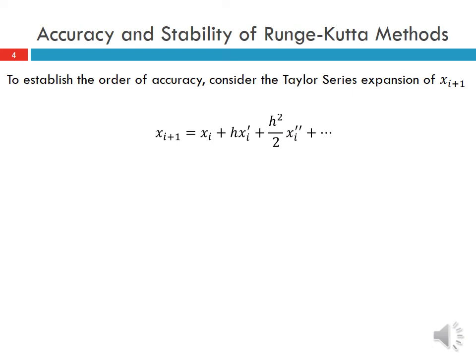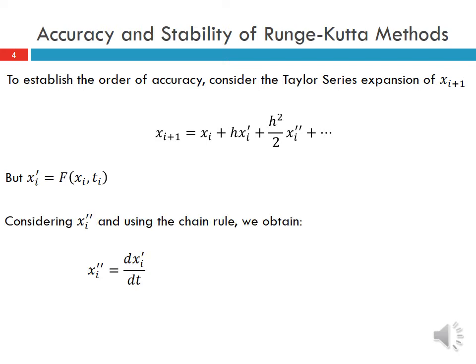To establish the order of accuracy, we need to consider the Taylor series expansion of x_i+1. That is shown here. x_i+1 is equal to x_i plus h x prime evaluated at i, plus h squared over 2 x double prime i, etc. But we know that x prime i is equal to f of x_i, t_i. And if we consider this second derivative term and use the chain rule, we can obtain the result here.